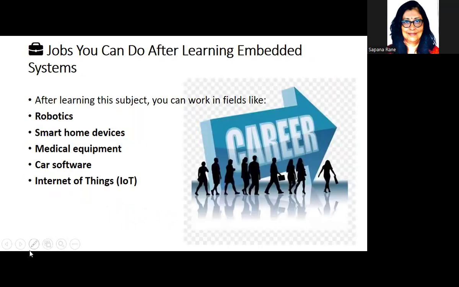Now we will go ahead and see, what are the job opportunities after learning embedded systems. So, a number of fields in which you can work if you become an embedded system expert: robotics, smart home devices, medical equipment, car software, and one of the important things is that you can work in the field of Internet of Things.